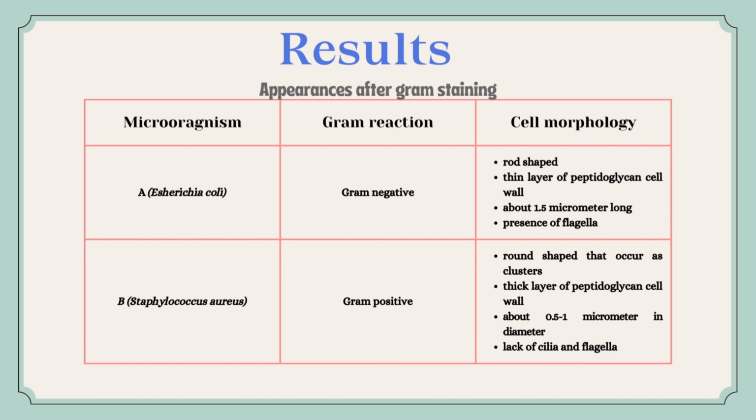Next, Staphylococcus aureus is a Gram-positive bacteria. It is round in shape and it occurs as clusters. It has a very thick layer of peptidoglycan cell wall and is about 0.5 to 1 micrometer in diameter. It also lacks cilia and flagella.